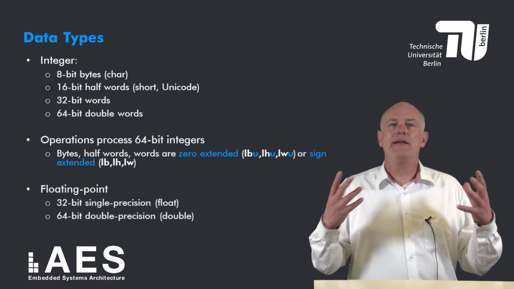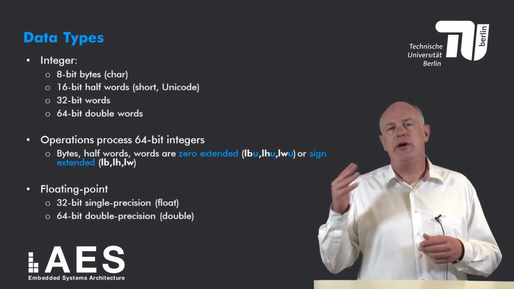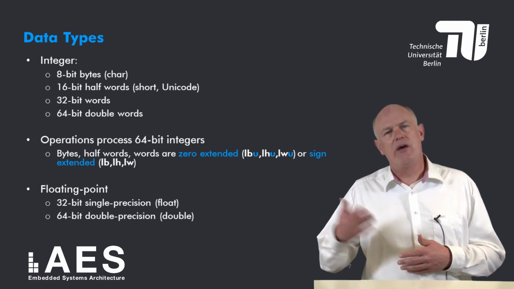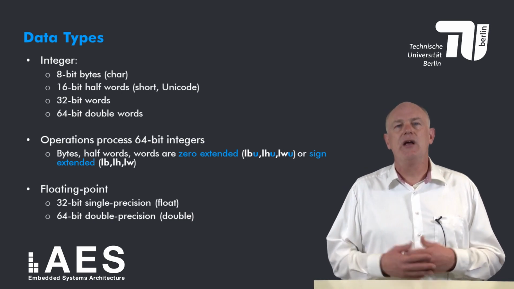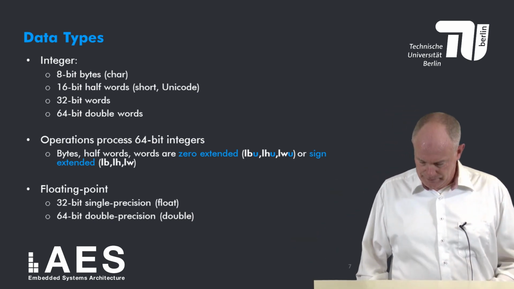Finally, for this slide, MIPS also supports 32-bit single precision floating points, as I said before, floats in C, and 64-bit double precision, which are called doubles in C.